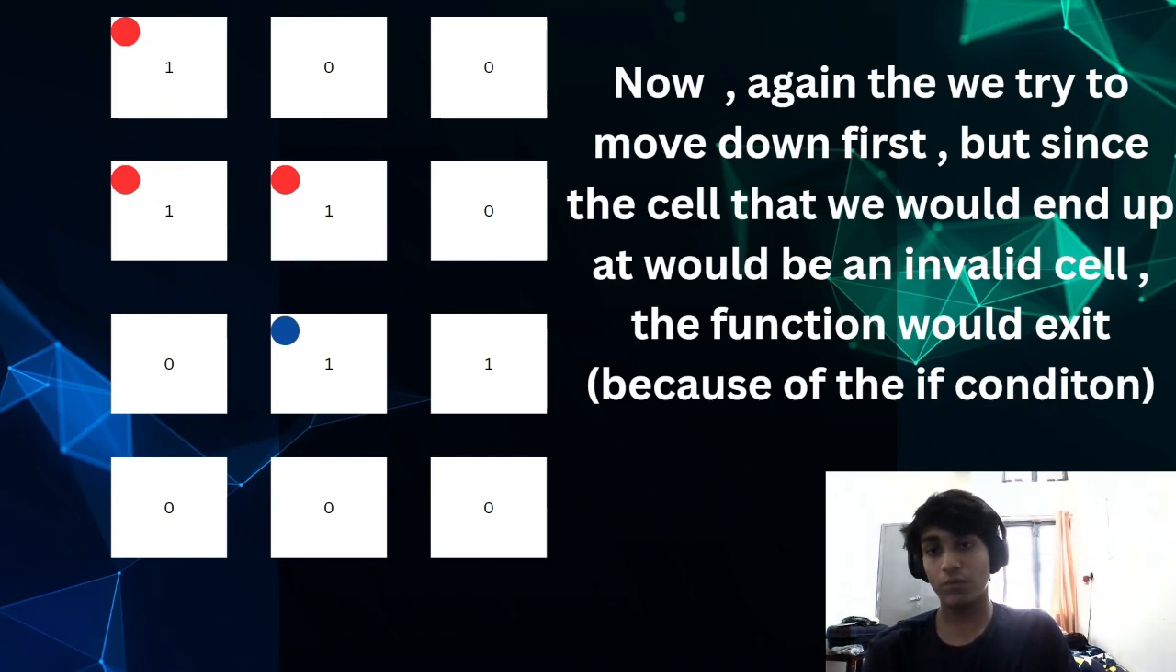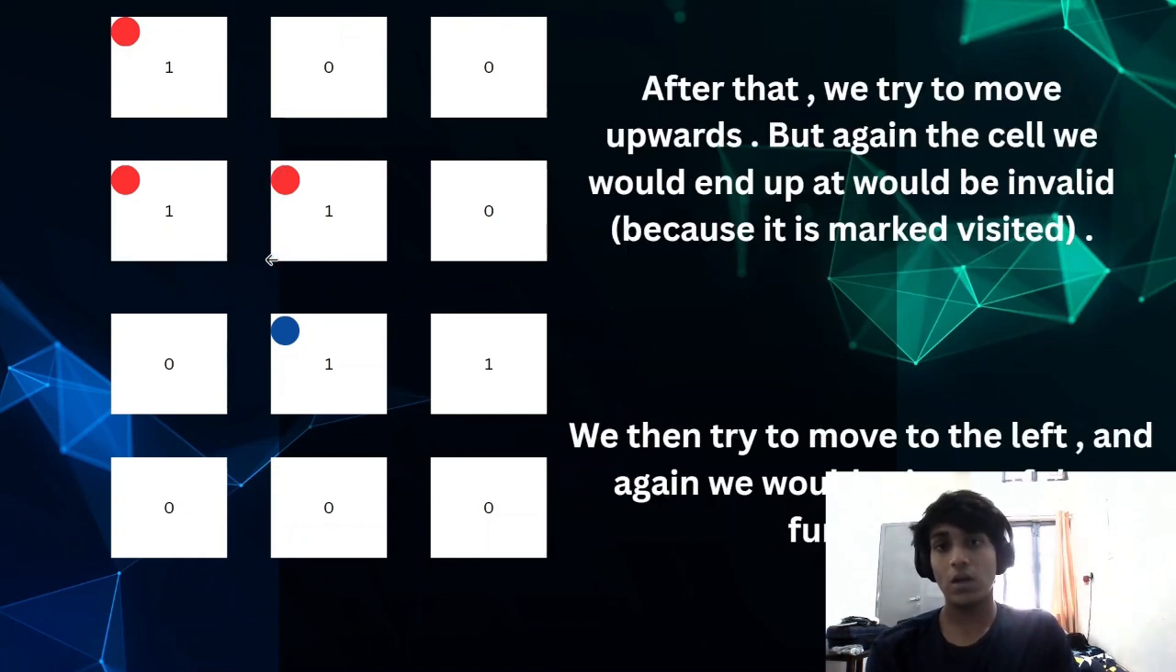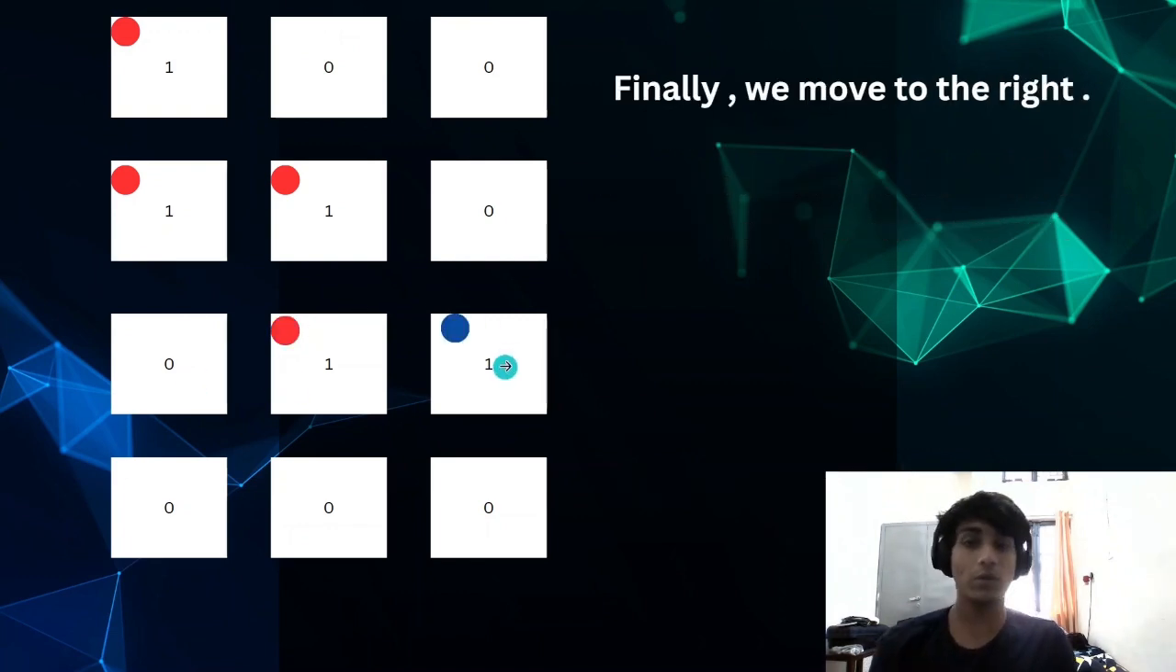If we try to move upwards, we would end up at this cell, but this cell is actually marked true, right? So this is also an invalid cell. We can't move upwards, hence we will now try to move towards the left. But again, the same thing happens here as well. This cell is a zero cell and is an invalid cell. And hence, finally, we just have to move towards the right.